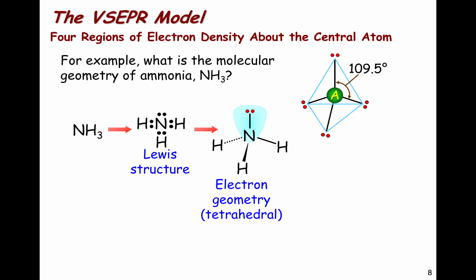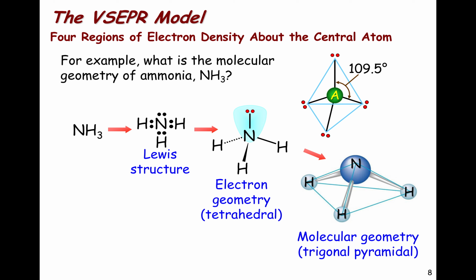But in this particular case, the one remaining position in the tetrahedron is occupied by a lone pair, and so the electron geometry is a tetrahedron, but the molecular geometry is described as a trigonal pyramid, where the 3 hydrogens form an equilateral triangle and the nitrogen is in a position above that equilateral triangle and therefore forms a pyramid. The angles in this molecular geometry, of course, are approximately 109.5.